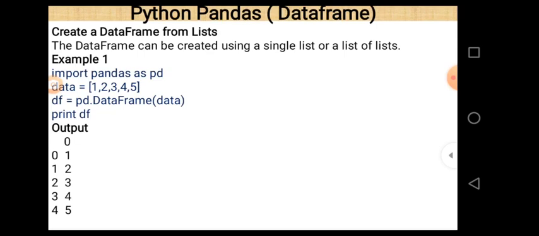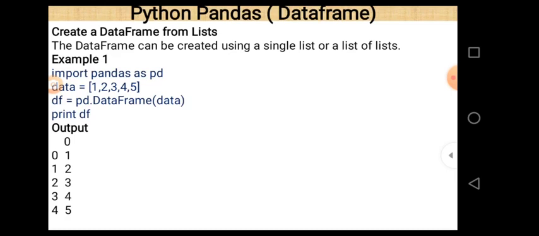So the first line is import pandas as pd. Again, this is a very essential line to execute the program, because DataFrame belongs to the Python pandas library, and until and unless we import pandas, we cannot execute this program. Pd is the alternative name of pandas. And then data, here data is 1 2 3 4 5. So these are the data belonging to a list, and the name of the list is data.